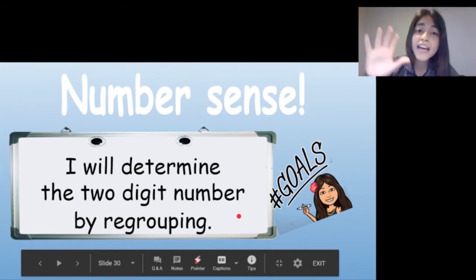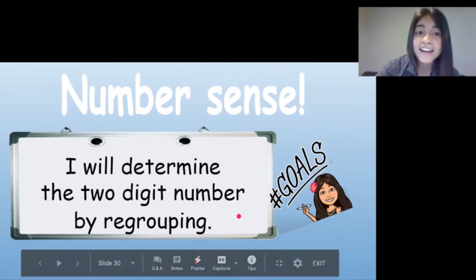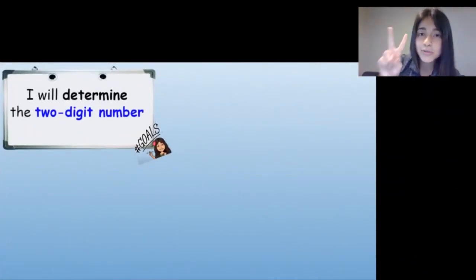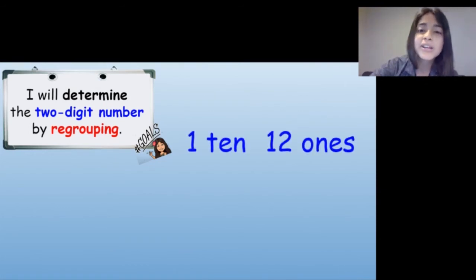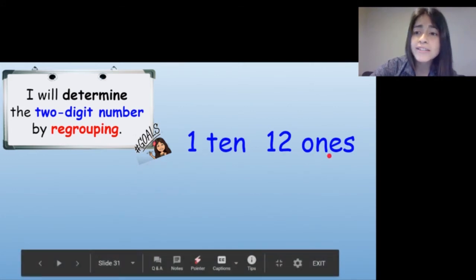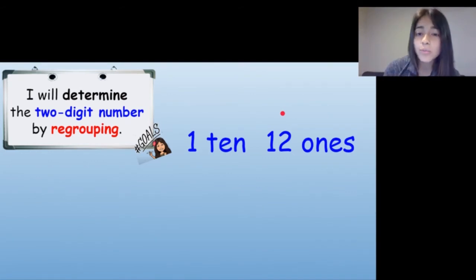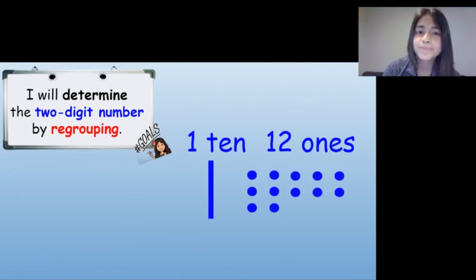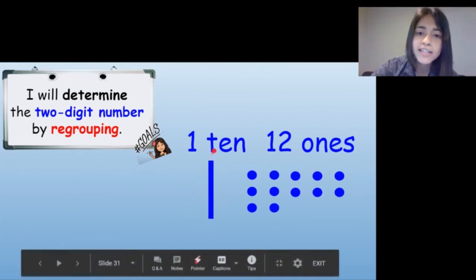And regrouping is when we take 10 ones and exchange it for 1 ten. I'm going to go ahead and explain this again to you. So it's I will determine the 2-digit number by regrouping. So what this means is we're going to start off with a number. Like this number here is 1 ten and 12 ones. There's more than 10 ones here. So what we're going to do first is we're going to draw what it looks like. And yesterday we talked about drawing sticks for tens and little circles for ones. So I'm going to draw that. So again, I have 1 stick here for 10, and then I have 12 little ones.